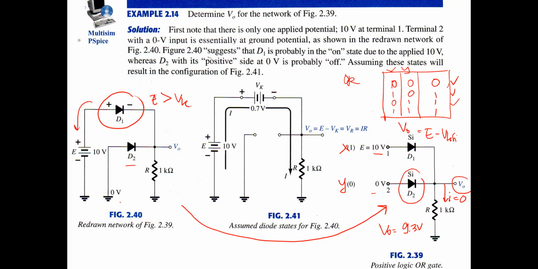And then if both inputs are 1, I mean E is equal to 10 here, both diodes are on, and we can select whether we use D1 or D2. VO is similar to the input voltage, so the result is 1 or 1 is 1. Okay, so we can use the diode for the OR gate.